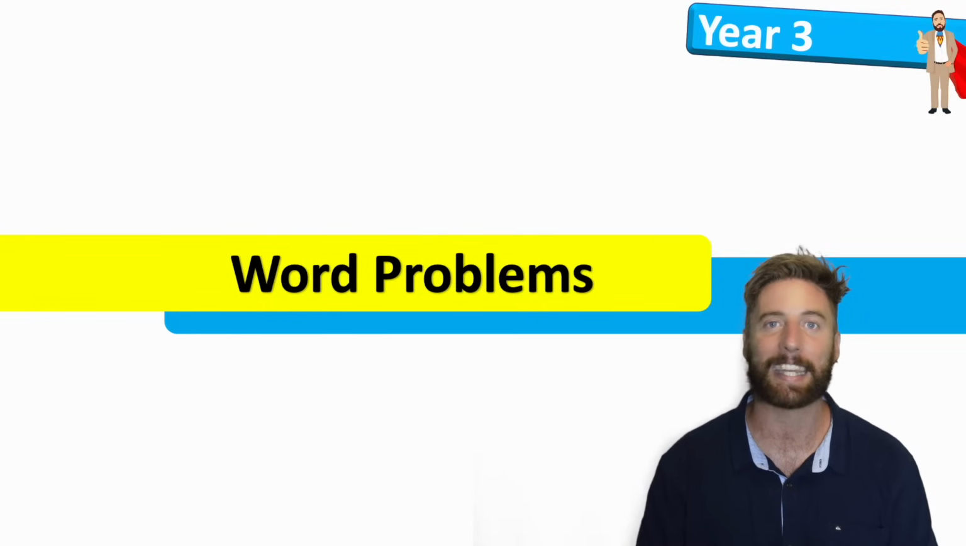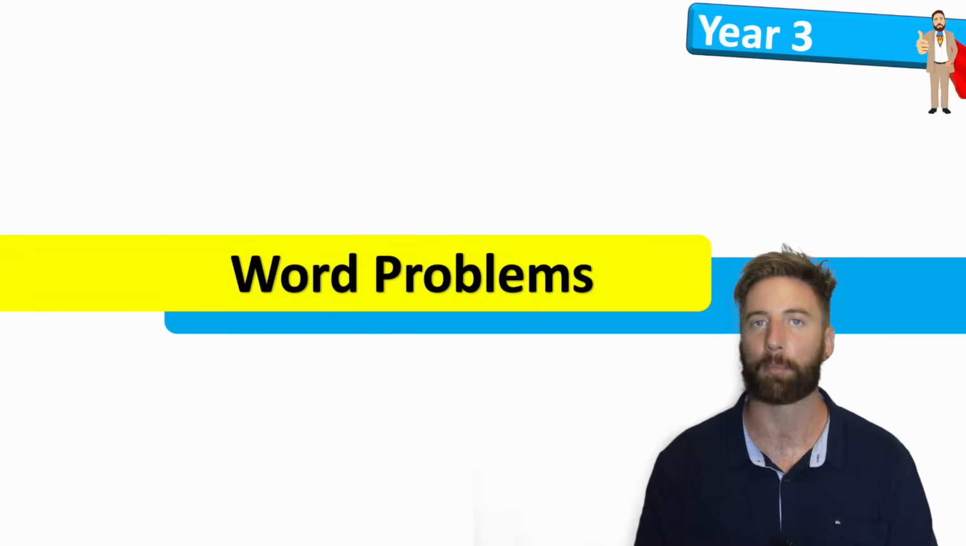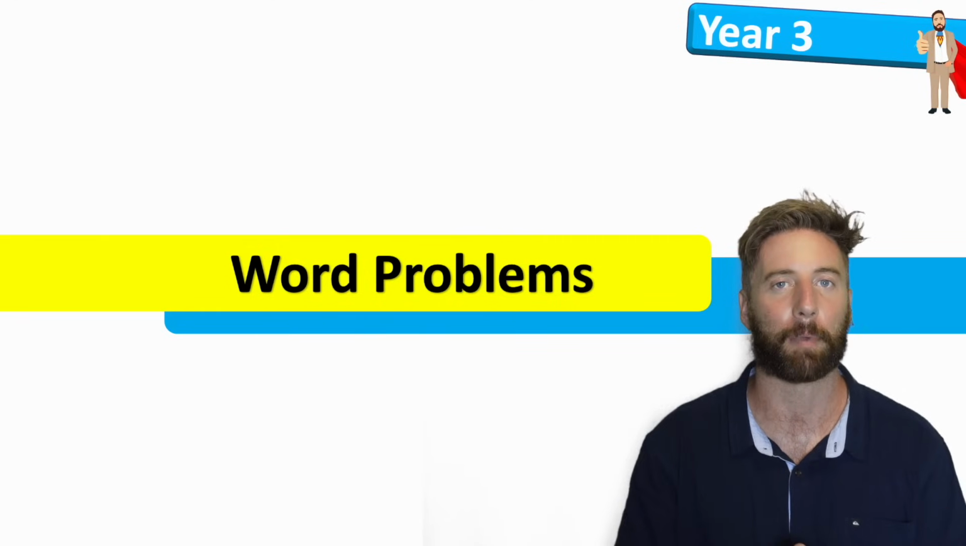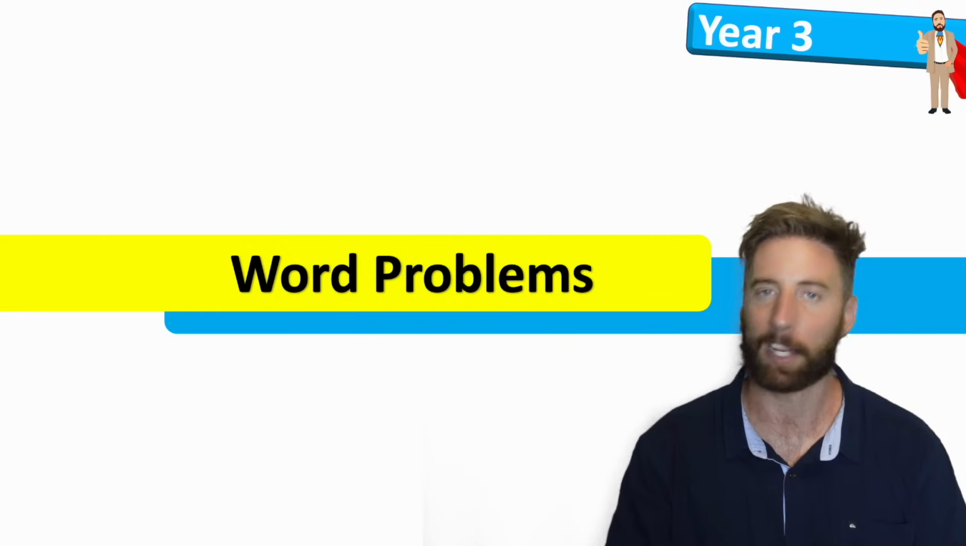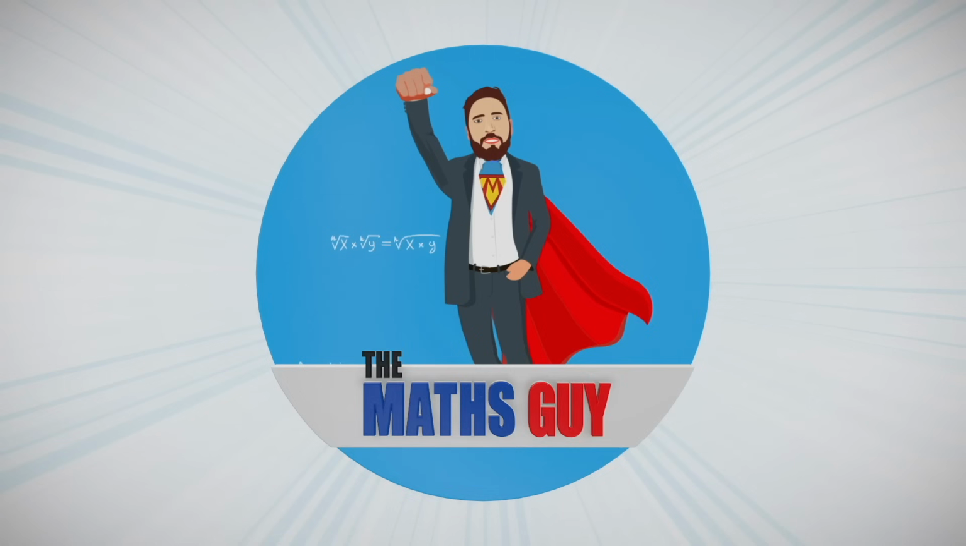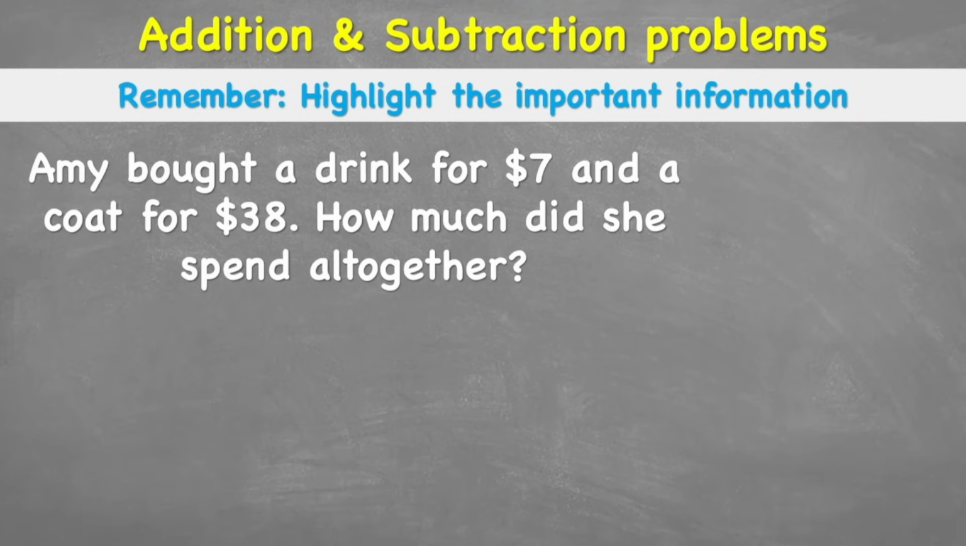Awesome, we're nearly there. Our last lesson is to now look at how we can apply our addition and subtraction knowledge into word problems. And we're going to learn any little tricks that we can to help us master these word problems. Let's jump into them. So our first major tip and the thing to remember with this lesson is that we're going to try to highlight the important information within our question.